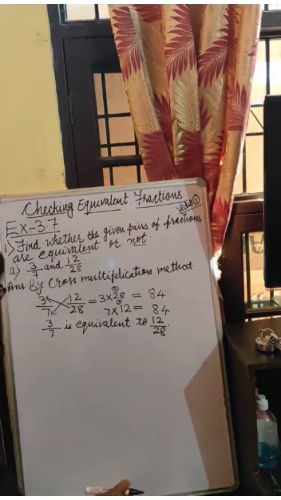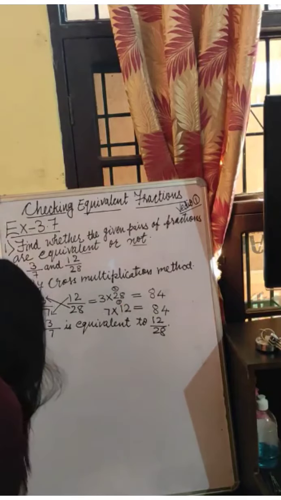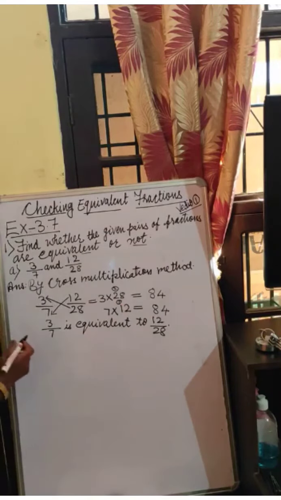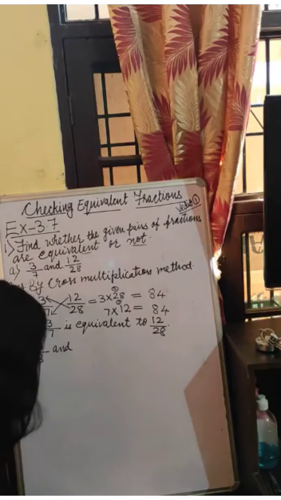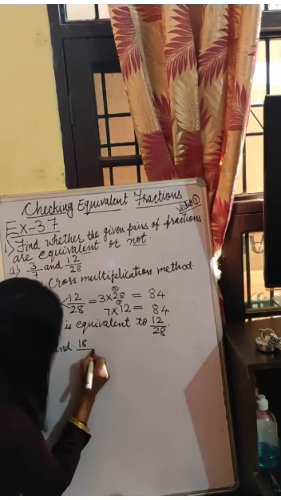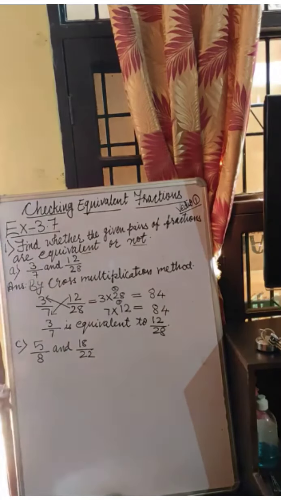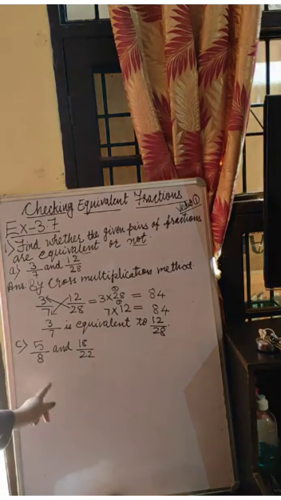Okay, children, so we will do the second one. Question number B is homework. C I am doing. Question number C is 5 upon 8 and 18 upon 22. These are the two fractions given. By seeing the fractions you cannot say whether both are equivalent or not equivalent.